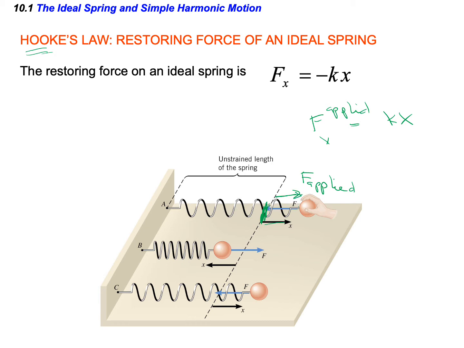If you pull this spring and let it go, it goes back to its initial position. What is the reason why it goes back? Because inside the spring there is an opposite force. We call it the restoring force.